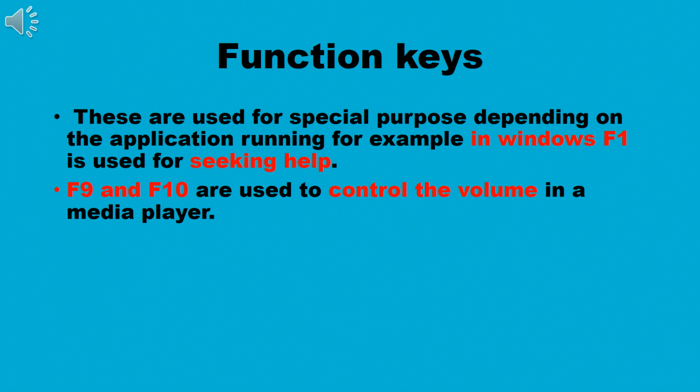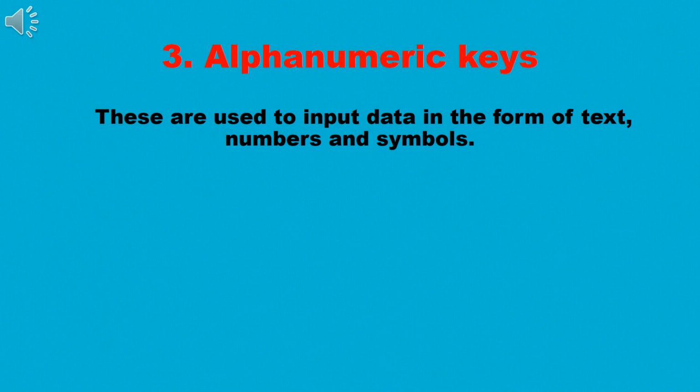Function keys. These are used for special purposes depending on the application running. For example, in Windows, F1 is used for seeking help. F9 and F10 are used to control the volume in a media player. Alphanumeric keys. These are used to input data in the form of text, numbers, and symbols.